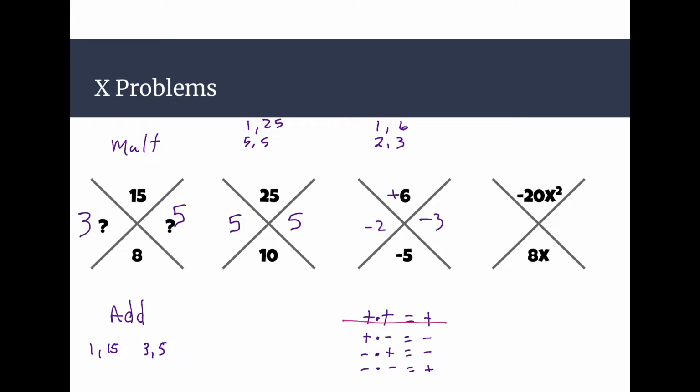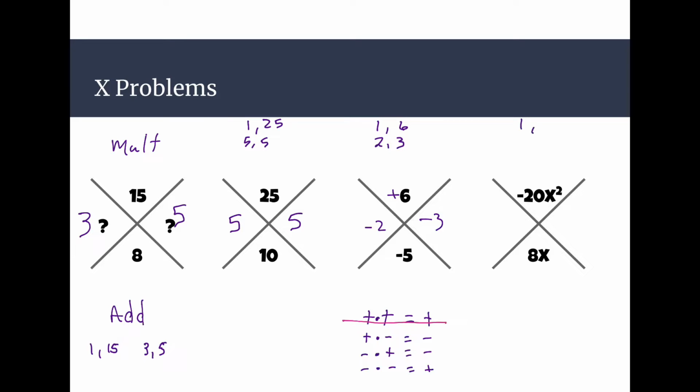And last one here, negative 20 and 8x. So what multiplies to get negative 20? So actually, here we're right in here, right? One of them has to be positive and one of them has to be negative in order to get a negative answer when we multiply. So just keep that in mind as you're trying to figure out your factors.